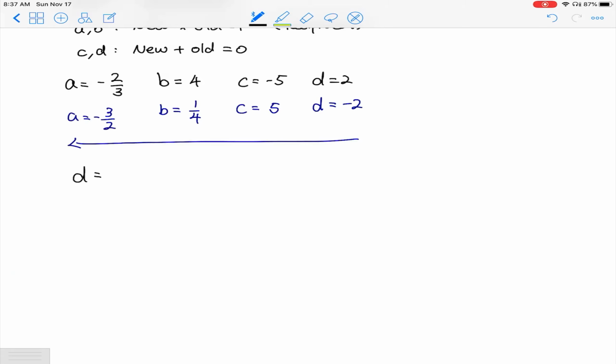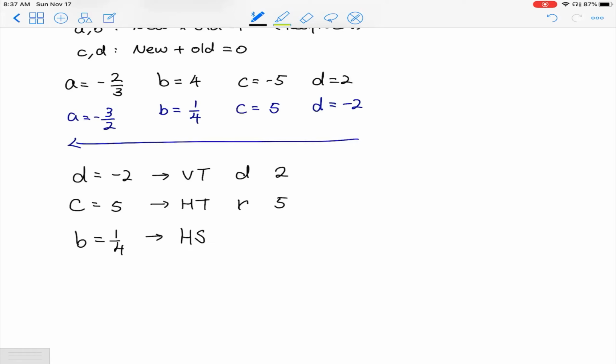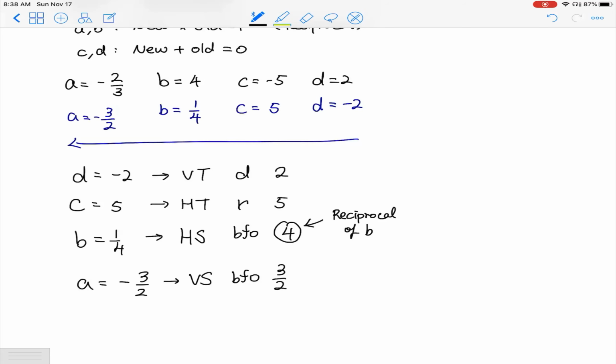Then our new D, the backwards transformation, is negative 2, which gives a vertical translation down by 2 units. And C being positive 5 gives a horizontal translation right by 5 units. Then the next one is B being 1 over 4. Since the B value itself is less than 1, it is a horizontal stretch, by a factor of 4, which is the reciprocal. Remember, this is always the reciprocal of the B that you have. Here the B is 1 over 4, that's why I flipped it. Then the last one is A, negative 3 over 2, which is bigger than 1 and has a negative, so it is a vertical stretch by a factor of 3 over 2, and it also has a reflection on the x-axis.